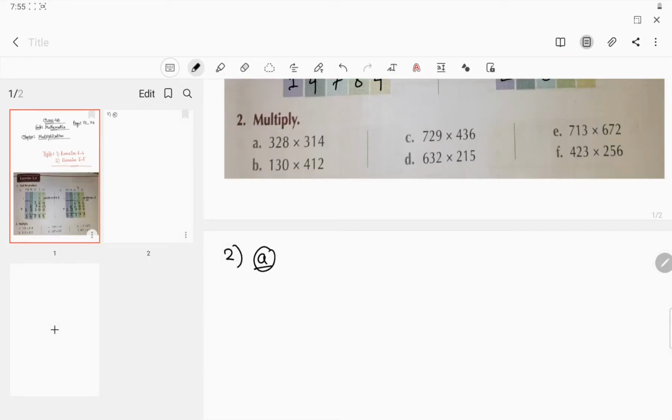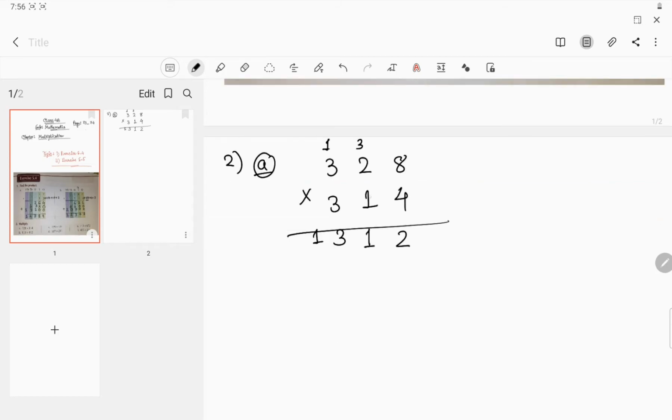2a. Now I'm solving 2a. So it is given 328 and 314. Right? So now multiply it. So 4 8's are 32. Write 2 here and carry 3. 4 2's are 8, and 8 plus 3 is 11, write 1 here and carry 1. 4 3's are 12, 12 plus 1 is 13, right? Now 1, so now multiply by 1, this 1 is in the tens place, so it will be now 0 in this ones place.